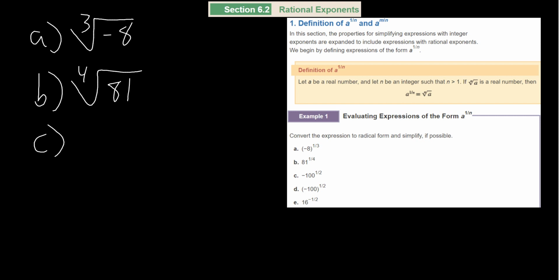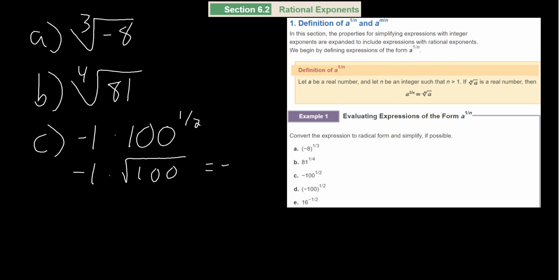Notice how C and D are different. C can be written like this: negative 1 times 100 raised to the 1/2 power. Then the 100 raised to the 1/2 power is the square root of 100, so we have negative 1 times the square root of 100. We don't put the 2 there because it is an implied 2. We know the square root of 100 is 10, so negative 1 times 10 is just equal to negative 10.